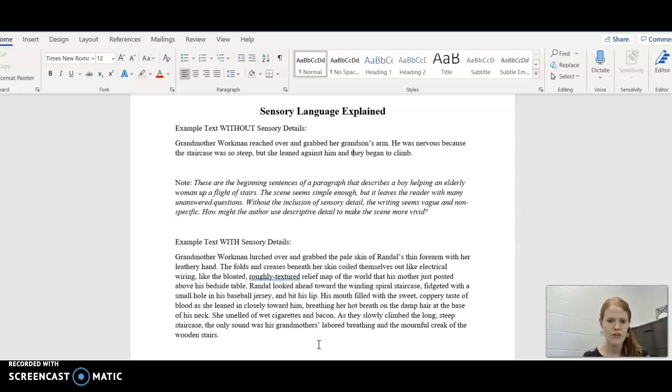Grandmother Workman lurched over and grabbed the pale skin of Randall's thin forearm with her leathery hand. The folds and creases beneath her skin coiled themselves out like electrical wiring, like the bloated, roughly textured relief map of the world that his mother just posted above his bedside table. Randall looked ahead toward the winding spiral staircase, fidgeted with a small hole in his baseball jersey, and bit his lip. His mouth filled with a sweet coppery taste of blood as she leaned in closely toward him, breathing her hot breath on the damp hair at the base of his neck. She smelled of wet cigarettes and bacon.